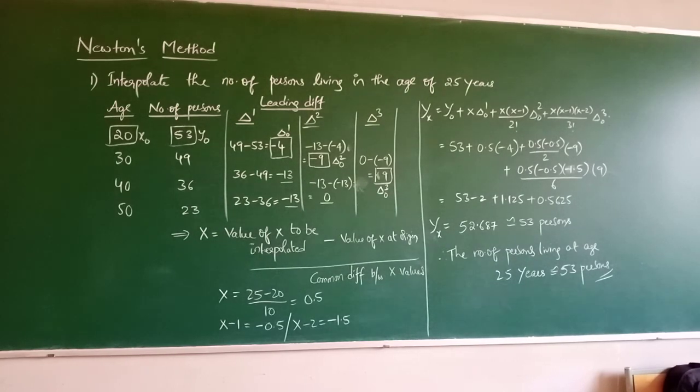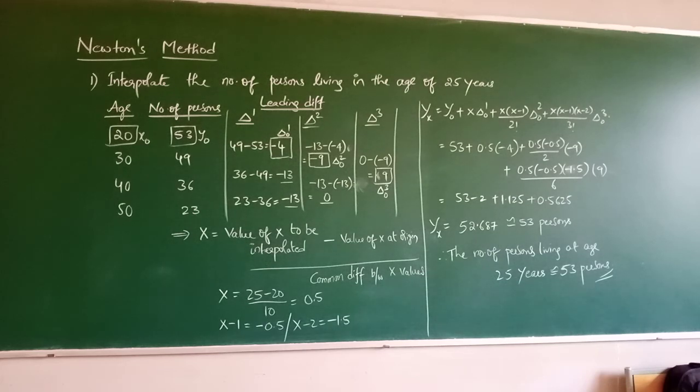So this is the formula, yx equals y naught plus x into delta naught 1 plus x minus 1 by 2 factorial into delta naught 2 plus x minus 1 x minus 2 by 3 factorial into delta naught 3. Because here the leading difference is up to delta 3, therefore the Newton's formula has been taken up to delta naught 3. Not in the sense the origin value, right? The first leading difference at origin, second leading difference at origin, third leading difference at origin, right?